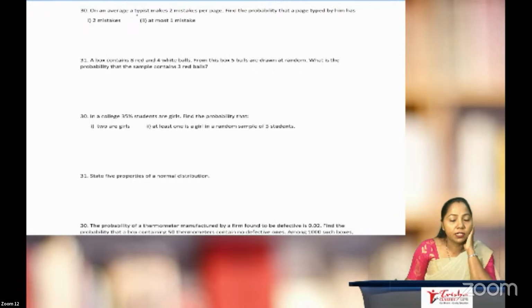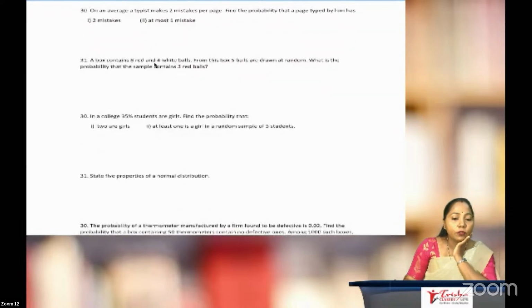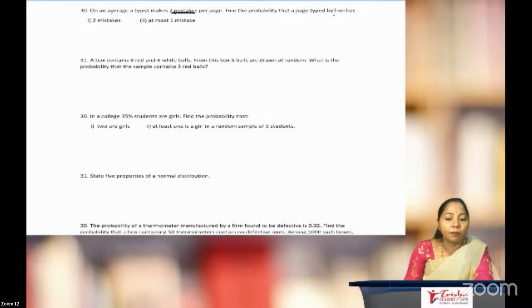See the first question here. On an average, a typist makes 2 mistakes per page. Find the probability a page typed by him has 2 mistakes, at most 1 mistake. Which distribution is this? Is it binomial? Is it Poisson? Is it hypergeometric distribution? What did I tell? Yes, it is Poisson distribution.